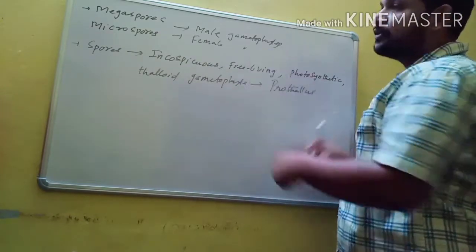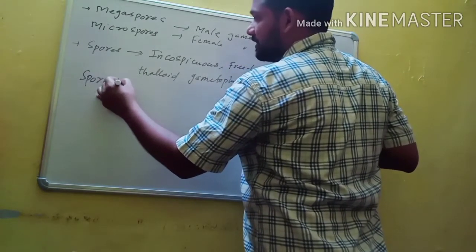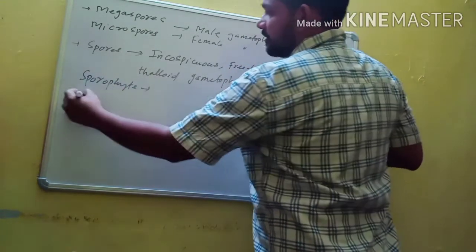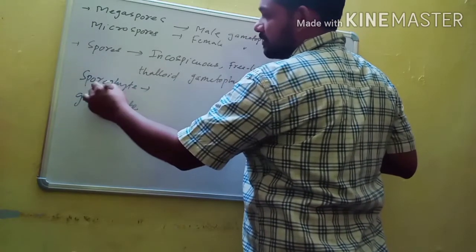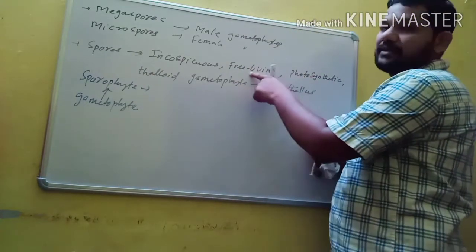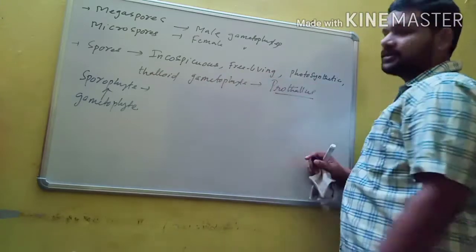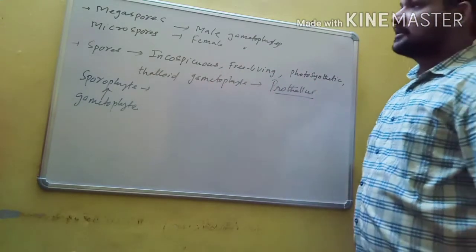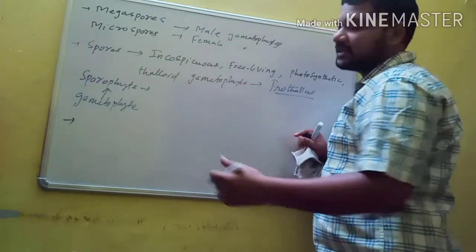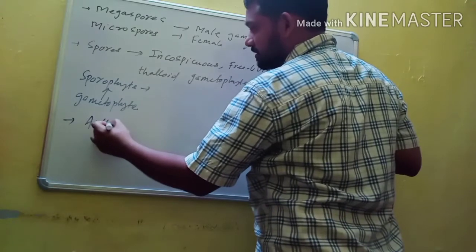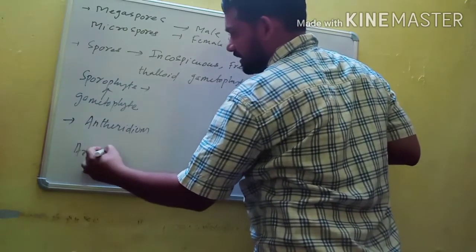That means in pteridophytes, the sporophyte is dominant, while the gametophyte is independent, not dependent on the sporophyte. So the gametophyte is free living, and this free living photosynthetic gametophyte is known as prothallus. These male and female gametophytes contain sex organs. The male sex organ is called antheridium and the female sex organ is known as archegonium.